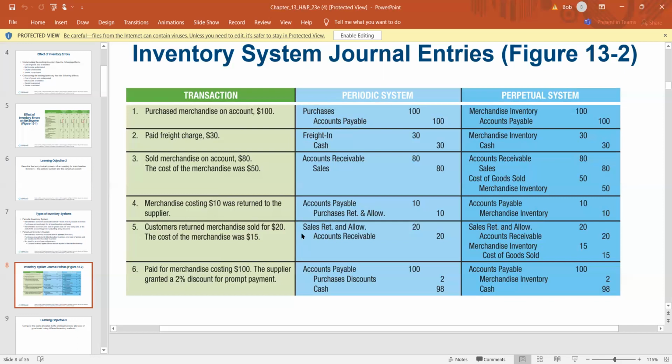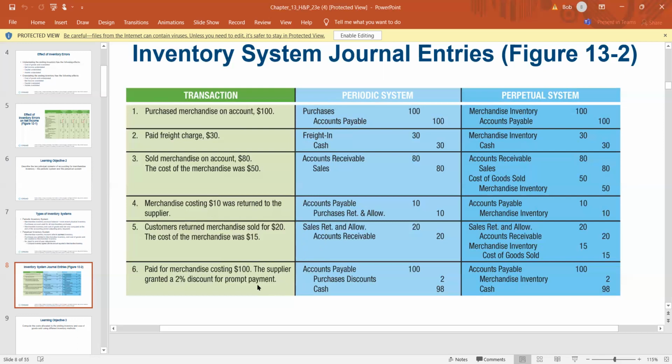Customer returned goods for 20. Let's see, we have a customer returned merchandise sold for 20. The cost of the merchandise was 15. Here, we're on the other side now. We debit sales returns and allowances because you never debit sales, and you credit accounts receivable.